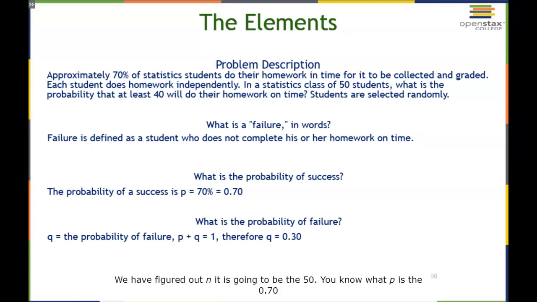So we have figured out N is going to be 50. We know what P is, that's 0.70. We know what Q is, that's 0.3. And we know our X values are going to be 0, 1, 2, 3, all the way up to 50. So we have all the parts and pieces we need to actually do the math behind the scenes.